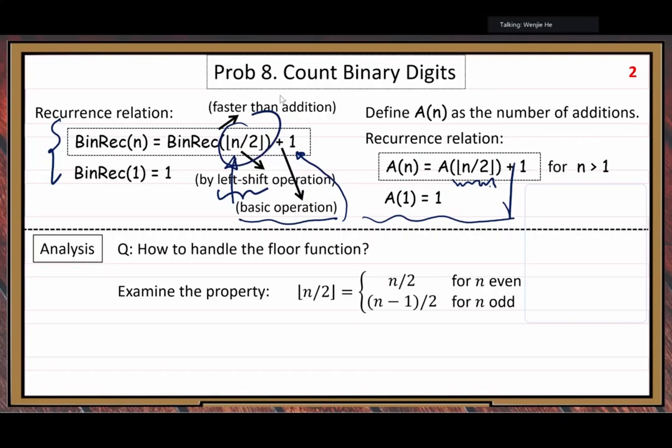Which one is easier? We want to work on the easier case, right? Even case easier or odd case easier? Even, yeah, even case is easier, right? So in this area, let's work on the even case first. All right, simpler, so let's work on the even case.